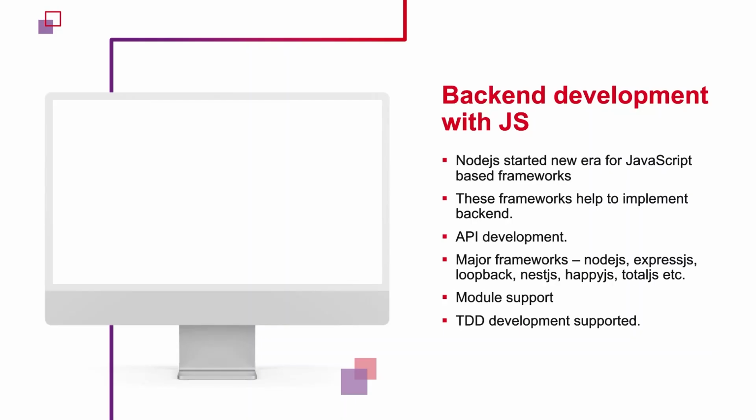So you add certain functionality with JavaScript on the server side as well. And the major frameworks that we use for backend development are Node.js, Express.js, Loopback, Nest.js, Hapi.js, Total.js, etc. Right? There are many more actually, many flavors of Node.js even, right? And the good part is that even though JS is working on backend, you will still get modular code with JavaScript here, right? So module support is there.